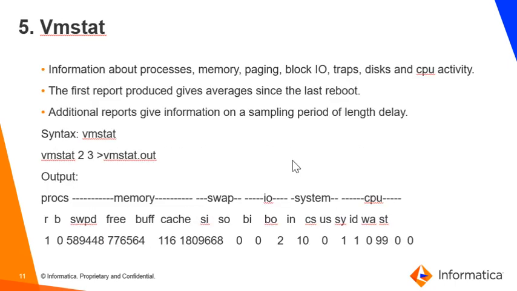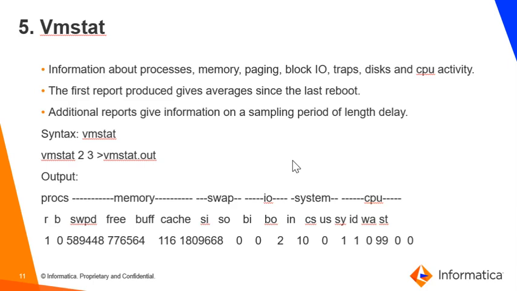The fifth command is vmstat. It gives information about processes, memory, paging, block input output, traps, disk, and CPU activity. The first report produced gives averages since the last reboot, and the additional reports give information on a sampling period of length delay. The syntax of the command is vmstat.